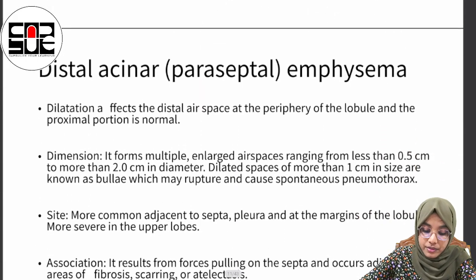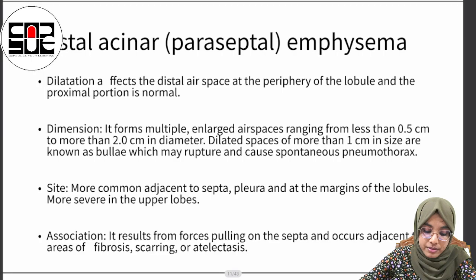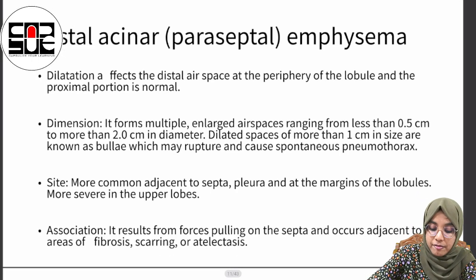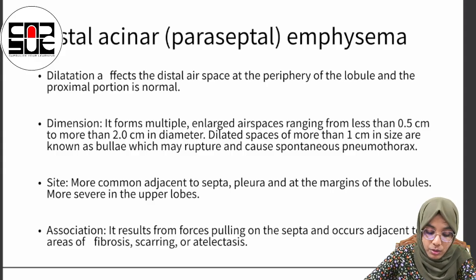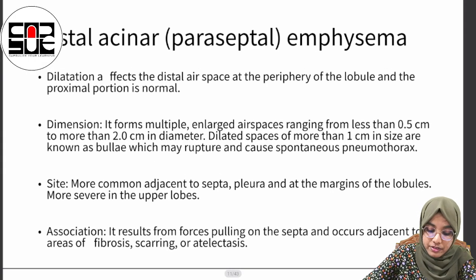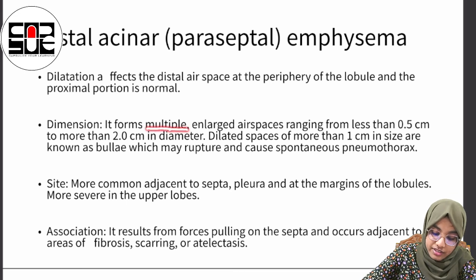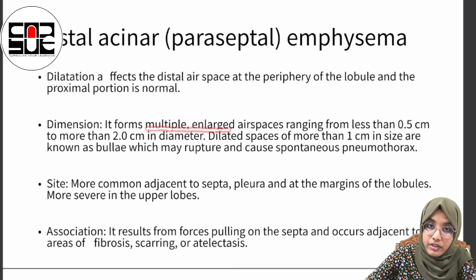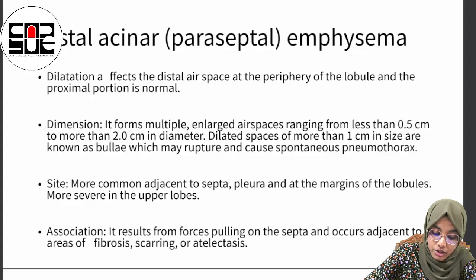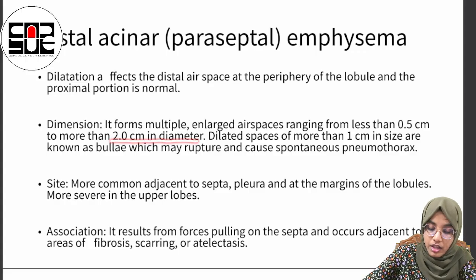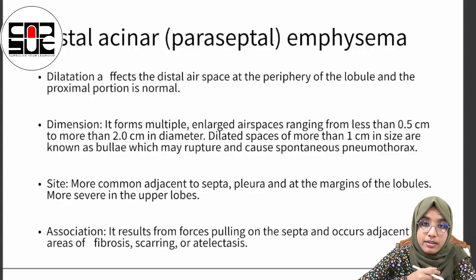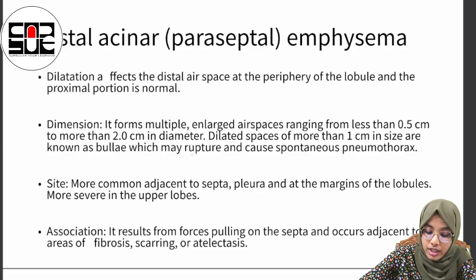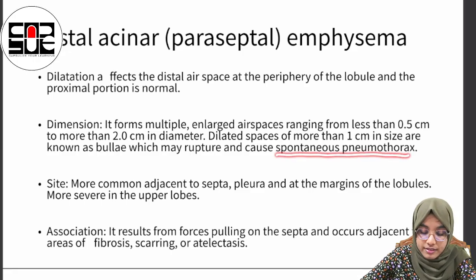Now let's move on to the distal acinar or the paraseptal emphysema. This emphysema affects the distal air spaces at the periphery of the lobule, and the proximal portions will remain normal. And what are the dimensions of this emphysema? The affected air spaces will be multiple and enlarged, and they will range from less than 0.5 centimeters to more than 2 centimeters in diameter. And there is a formation of a special structure that is known as bullae in this type of emphysema. They are basically dilated air spaces which are more than 1 centimeter in size. And when these bullae rupture, they will cause spontaneous pneumothorax.